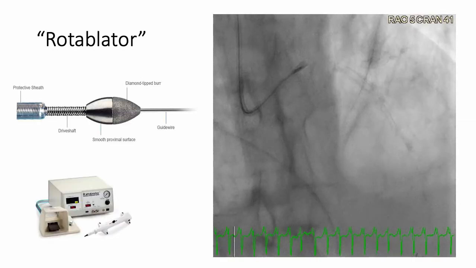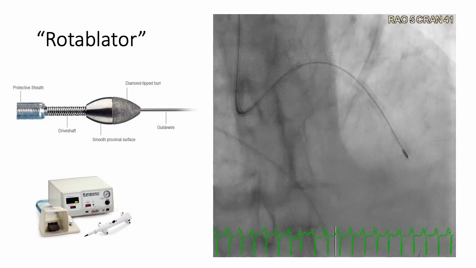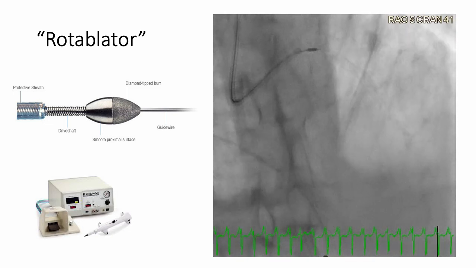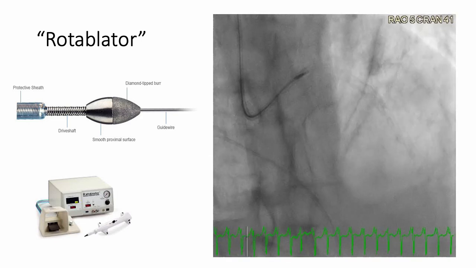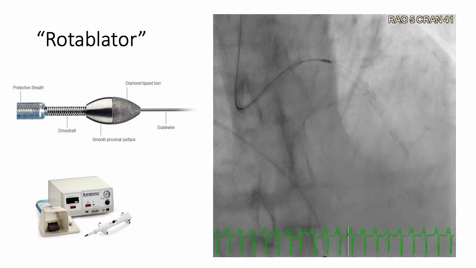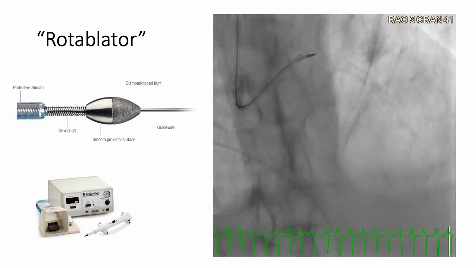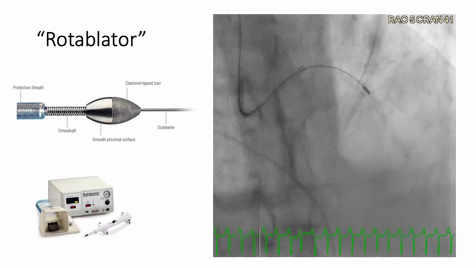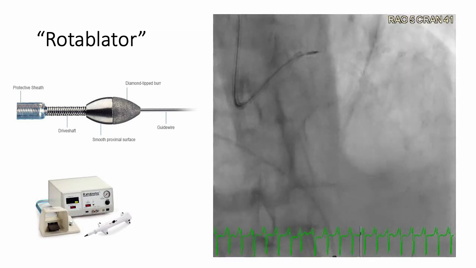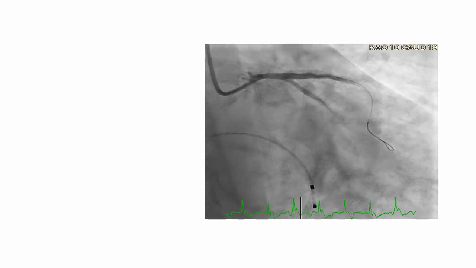And so what do we do? We have some of our tools in our toolbox. We've got a thing called a rotablator. So it's a diamond sort of tip drill bit. They're just industrial diamonds. I don't think they're expensive. And it rotates, it goes over a wire, and it revolves at 180,000 to 220,000 revs per minute. So it's super fast, and we actually just drill the calcium out. It also sort of cracks the calcium as well, and then that allows us to deliver a stent.